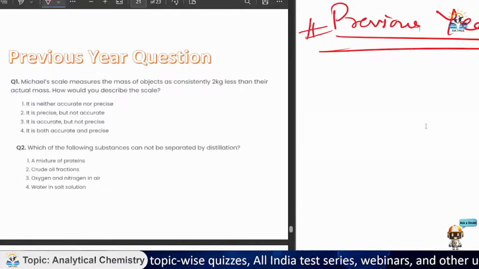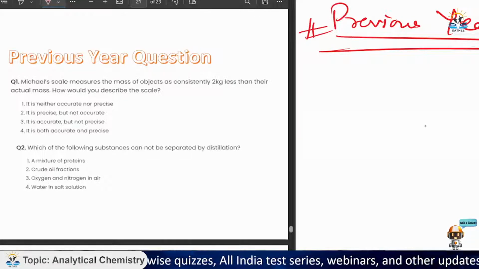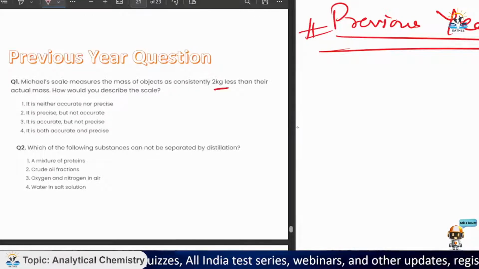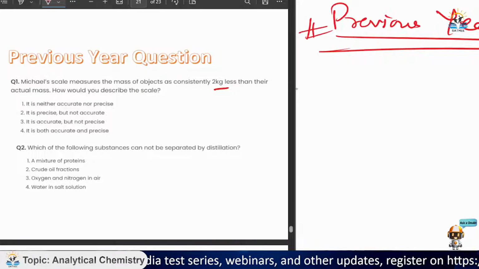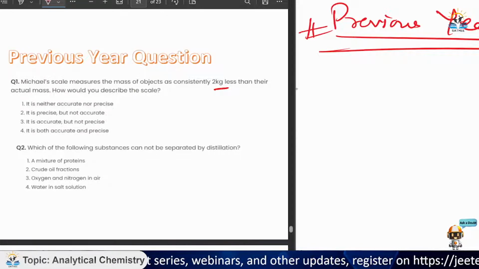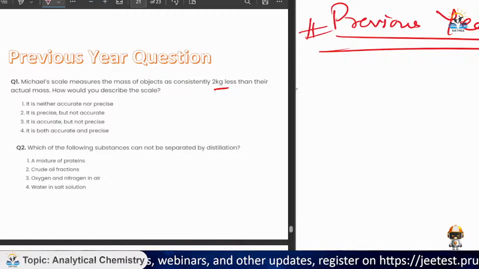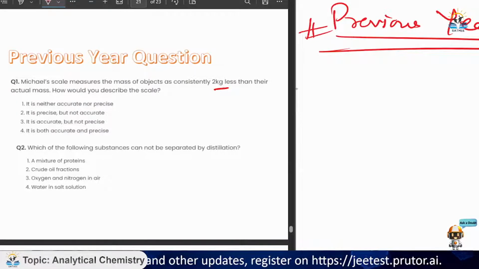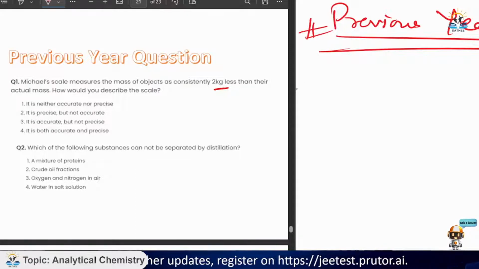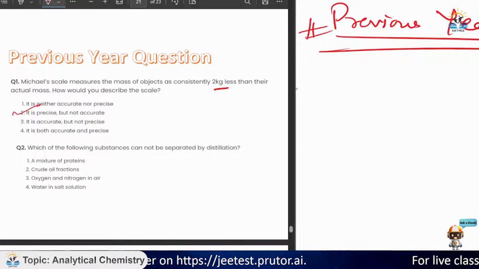See, it is generally 2 kg, but it is showing less than 2 kg. So let's see the options. It is neither accurate nor precise. It is precise but not accurate. It is accurate but not precise. It is both accurate and precise. So my answer to the question will be: it is precise but not accurate. We are getting a consistent answer, but it is not accurate. So it is precise but not accurate. So question number 1 answer comes.